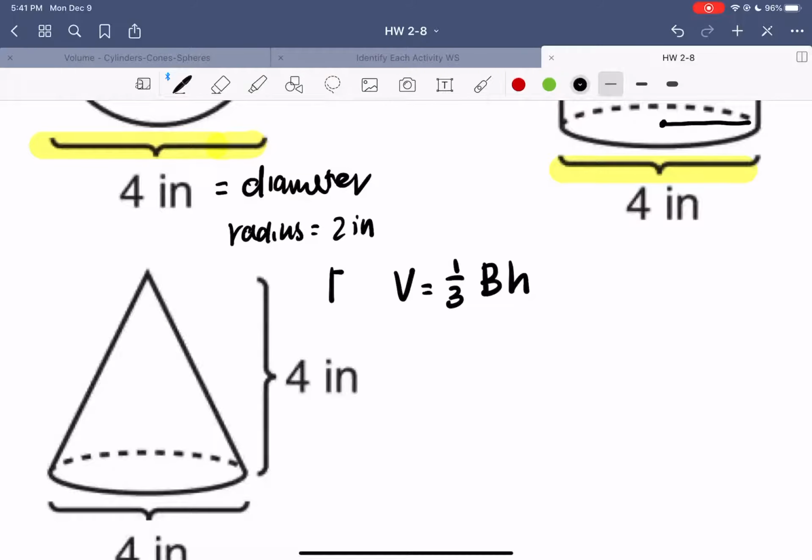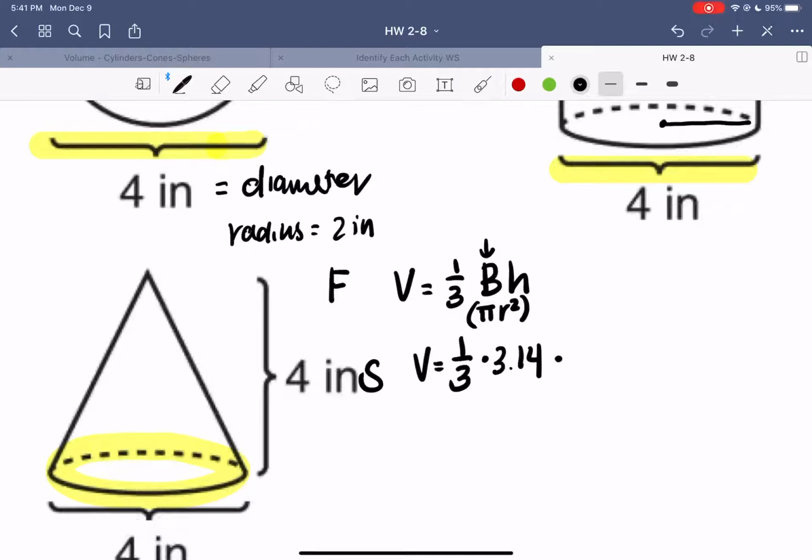V equals, this is our formula. For our substitution, V equals 1/3. Again, our base is a circle. So in place of this B right here, because big B, capital B, is the area of our base, which is pi r squared, we're going to multiply that 3.14 times our radius.